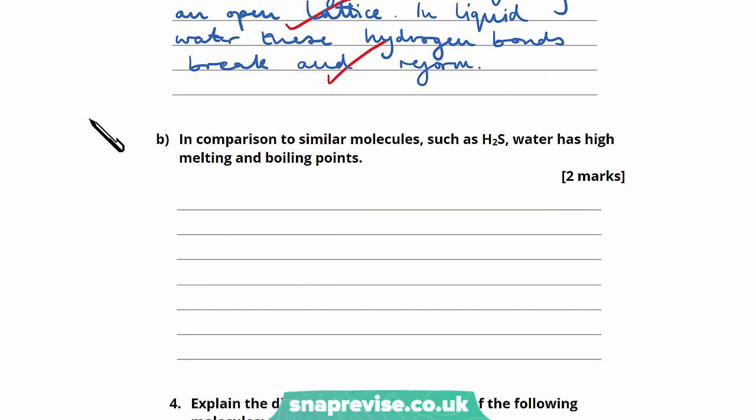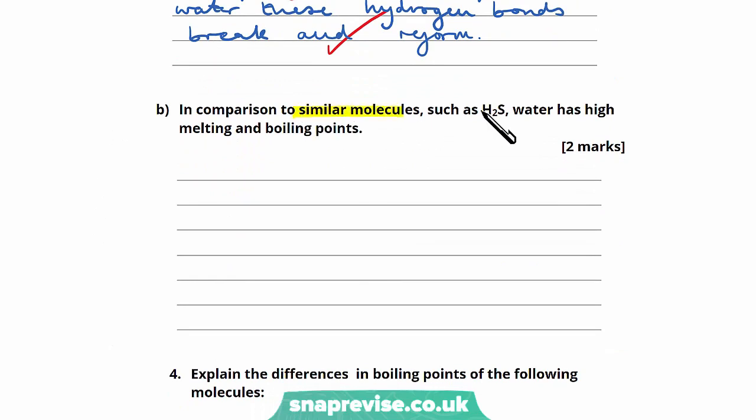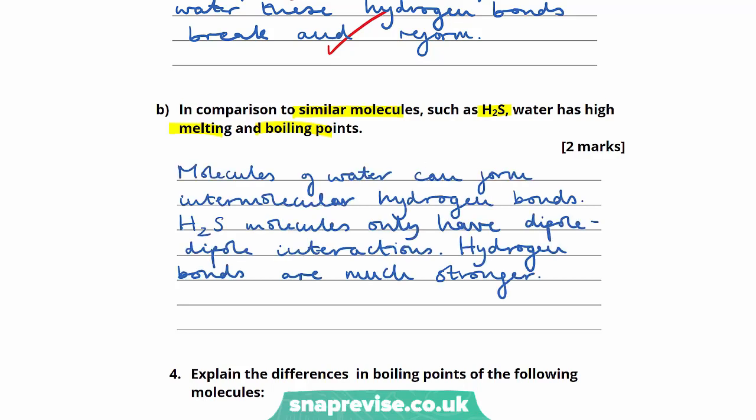Part B. In comparison to similar molecules such as H2S, hydrogen sulfide, water has high melting and boiling points. So, in order to explain this, we need to remember that molecules of water form hydrogen bonds with each other, whereas hydrogen sulfide only has dipole-dipole interactions. The hydrogen bonds are much stronger than those weaker dipole-dipole interactions.